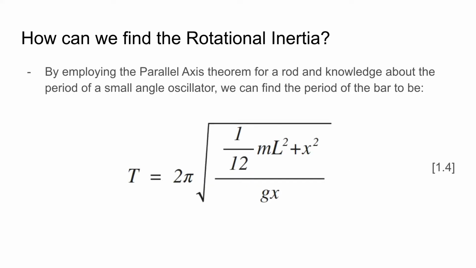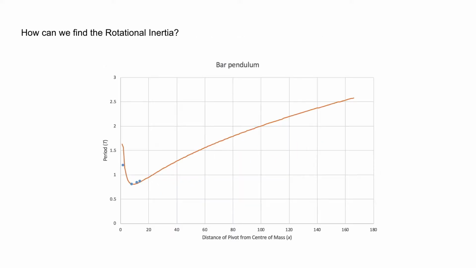By then employing that parallel axis theorem for a rod and knowledge about how the period of small angle oscillators works, we can find the period of the bar to be given by this, where x is the distance between the pivot point and the center of mass, m is the mass of the object, L is the length, and T is the period.